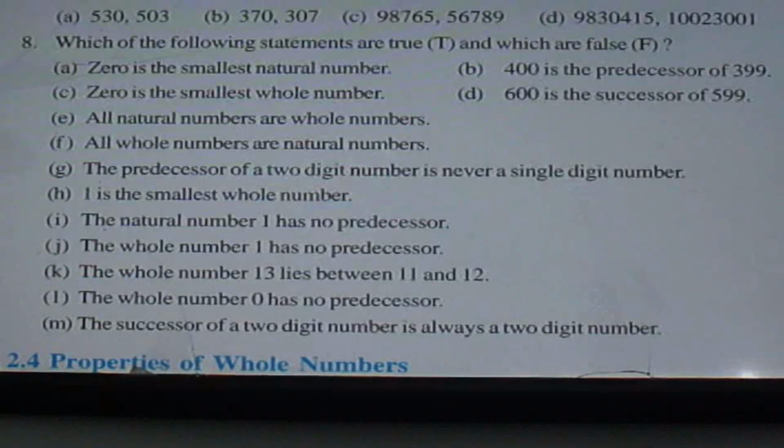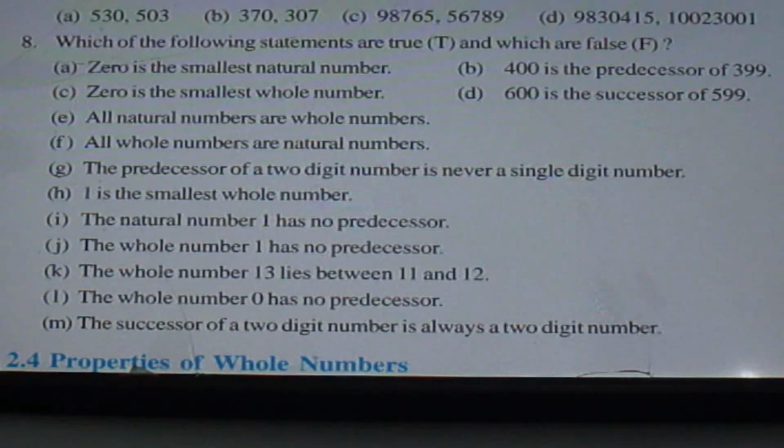Now let us do question number 8, true and false. So let's start with part A. 0 is the smallest natural number. 0 is not the smallest natural number because in natural numbers 1 is the smallest, and in whole numbers 0 is the smallest. So the first answer is false. So 0 is not the smallest natural number. The smallest natural number is 1.